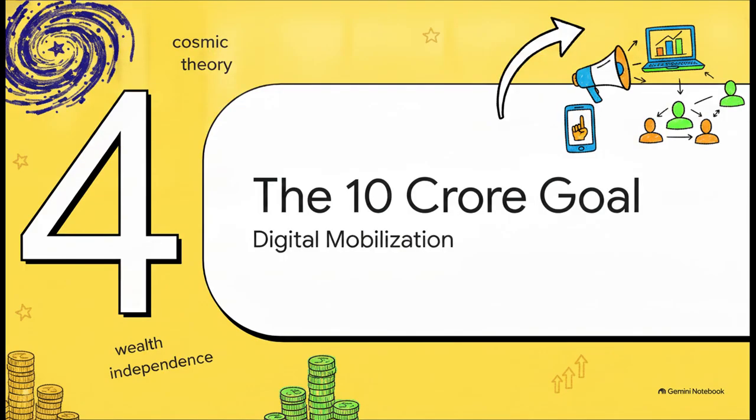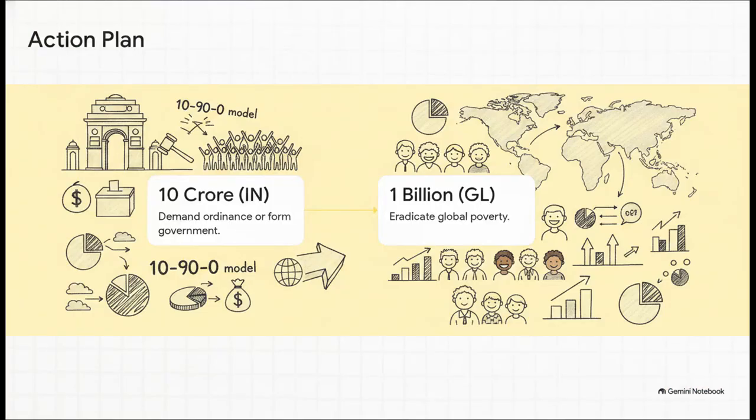Now for Section 4, the 10 crore goal. Let's talk about digital mobilization. The author explicitly calls for a massive, subscriber-driven movement to make this reality. Step 1 focuses squarely on India. Karma Nayak demands 10 crore, that's 100 million subscribers to his channel. The moment that number is hit, he promises to demand the government actually implement the 10-90-0 model. If they refuse, well, the plan is to use the sheer force of those 10 crore supporters to form a new government, pass an immediate ordinance, and amend the Constitution.